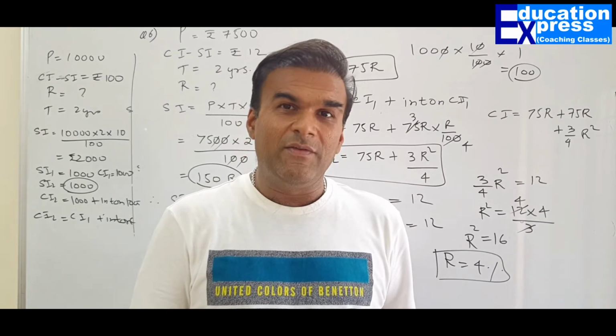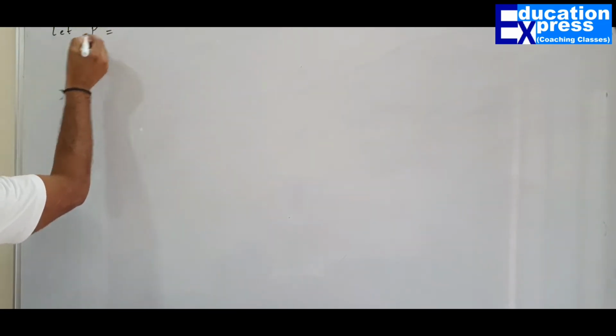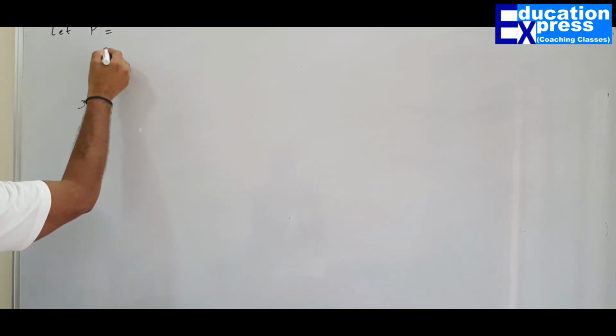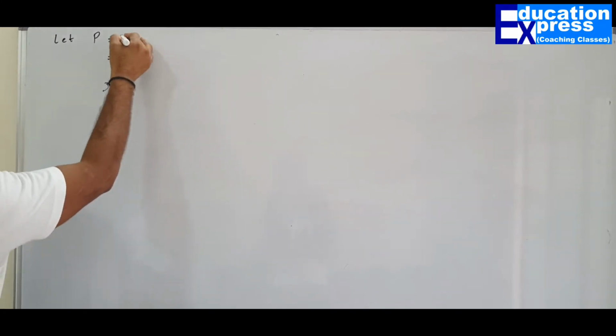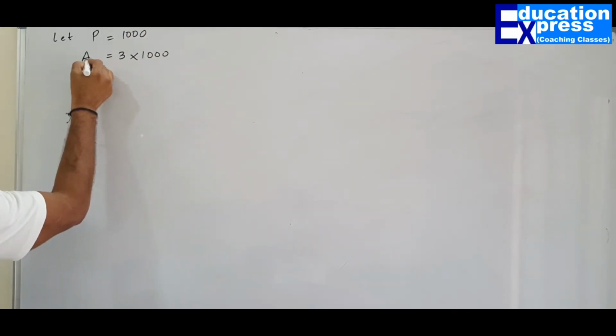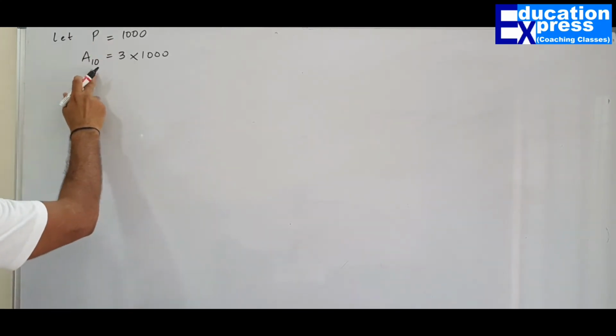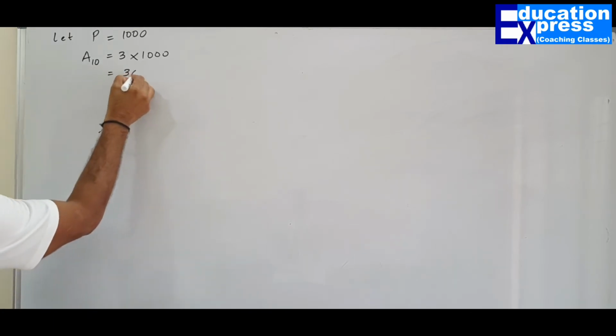Let us move on to question number 7 then. Question number 7 says, a sum of money let out on compound interest at a certain rate per annum becomes 3 times of itself in 10 years. Sum of money means principal is not given to us. Becomes 3 times of itself. So assume that the principal is 1000. So it becomes 3000 at the end of 10 years. Some principal we don't know. At the end of 10 years it becomes 3000.